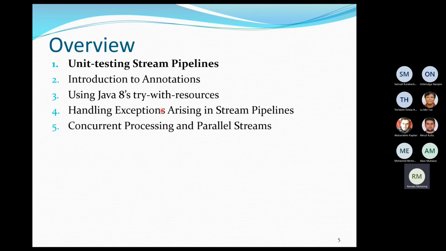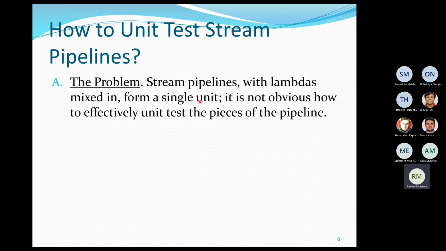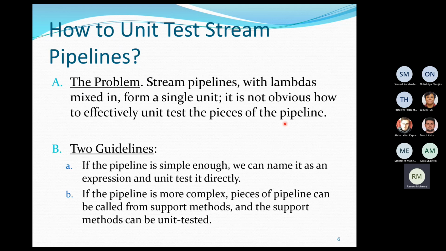Okay. Here is the outline which we are focusing on today. How to unit test the stream pipeline, because we have a chaining of functions, right? So how can I perform unit testing? That's what we are going to discuss as the first topic. Stream pipelines with lambdas are mixed into a single unit. It is not obvious how to effectively unit test a piece of the pipeline, right? I have multiple chained functions, filters, maps, so many things I'm doing. So how can I test the pipeline?